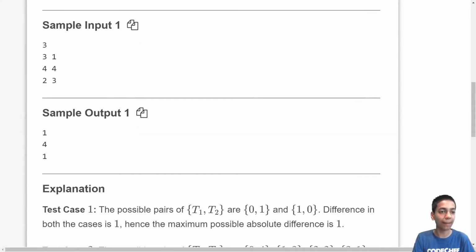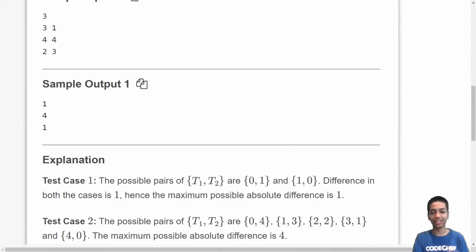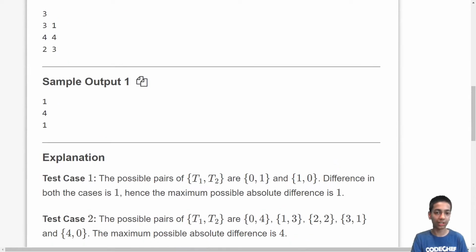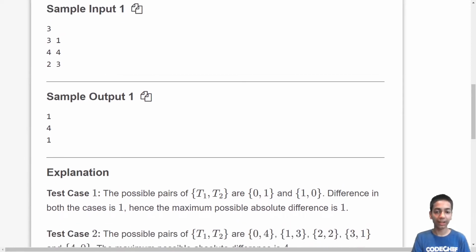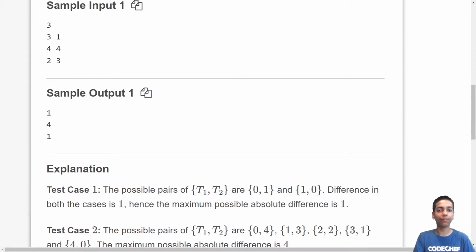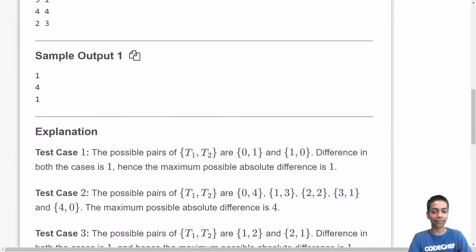Fine, let's have a look at a sample. So we have 3, 1. So the range is 0 to 3, and the sum we want is 1. So obviously there are only two choices, 0, 1 and 1, 0. In both the cases, the difference you get is 1, right? So clearly they follow the condition of being in the range from 0 to 3 and having the sum 1. Fine, so we have to report the maximum absolute difference, the farthest possible integers.